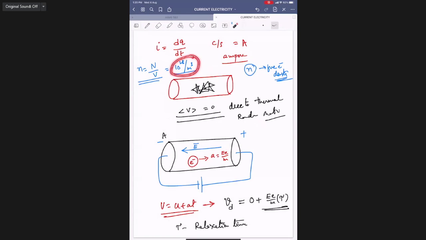In the case of a conductor, generally there are 10 power 28, 26, 30, like that number of free electrons per unit volume. That is called small n, the symbol used for free electron density. Got it?